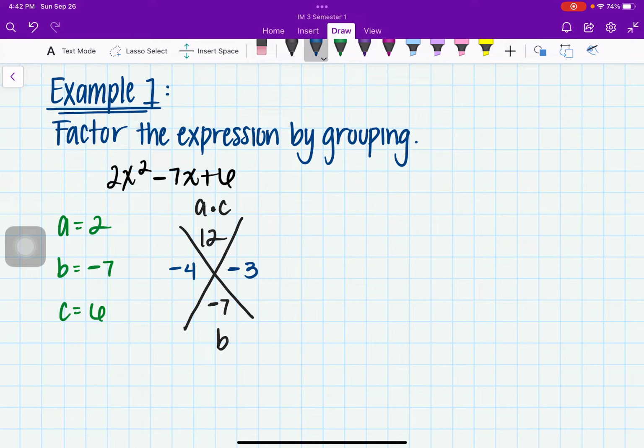Now, we're going to take a look at our A value. Our A here is not a 1. Remember in the previous lesson, we talked about A being a 1. If it was 1, then we were done factoring.